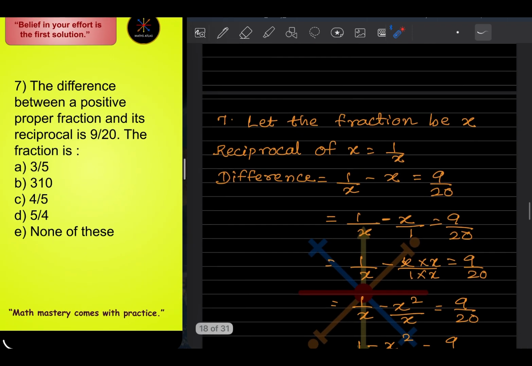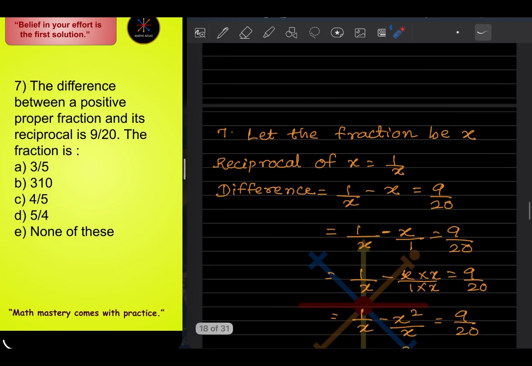The difference between a positive proper fraction and its reciprocal is 9 by 20. So let me consider the fraction as x. The reciprocal means the inverse, which is going to be 1 by x. They have asked for the difference, so it will be 1 by x minus x, and that is given as 9 by 20.